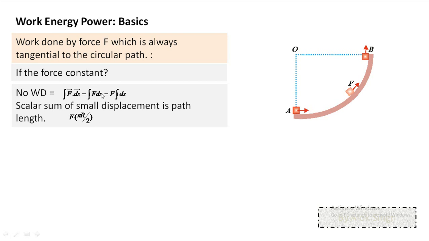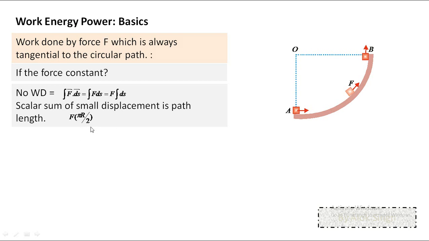Now it is a scalar quantity. Now F is constant, so F also can be taken out. It is integration of ds. What is integration of ds? ds is a scalar here. Integration is nothing but addition. What is the addition of all small displacements? Scalar addition. The scalar sum of small displacements is nothing but the path length. Length of the path it took from here to here. And what is the path length in this particular case? One-fourth of the perimeter of the circle, which is pi r by 2. Hence work done will be equal to F into pi r by 2.